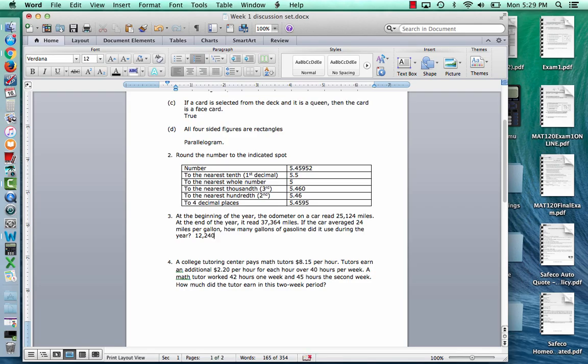And it averaged 24 miles per gallon. So if I divide that by 24, then that should give me the number of gallons that it used, which is 510 gallons.